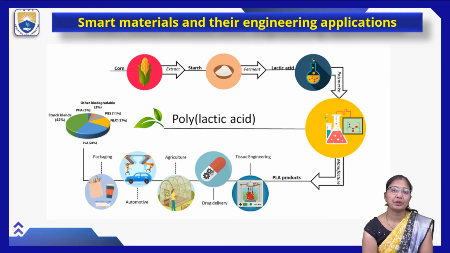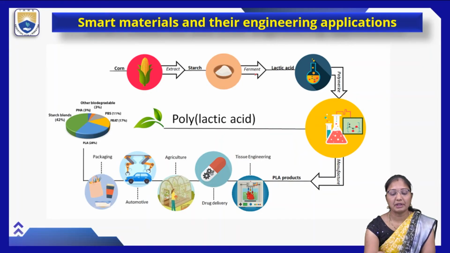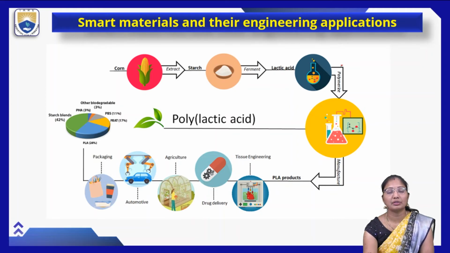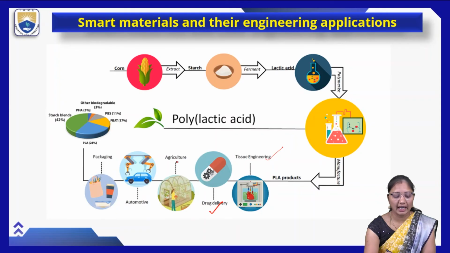Generally, this is obtained from starch. It may be corn starch or sugarcane starch. The starch is first fermented, then lactic acid will be there. Then this obtained lactic acid is polymerized, and upon the manufacture of this polylactic acid, the products are used in tissue engineering, drug delivery, agriculture, automotive, and packaging.